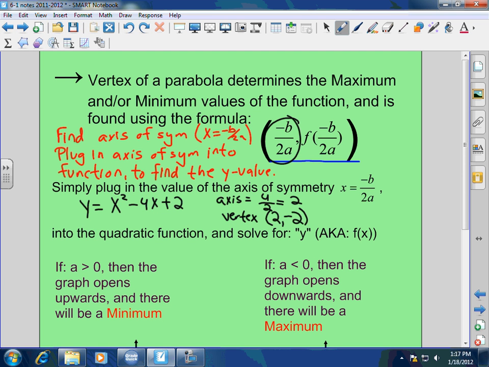I find the axis of symmetry, which is an x equals value. I plug that x value, that axis of symmetry, into all the x values of the given function. And then I solve for y. This is my first value, my axis of symmetry, negative b over 2a. This is f of x, but what am I replacing the x with? Negative b over 2a. So I have to plug the x back into the equation and find the y.